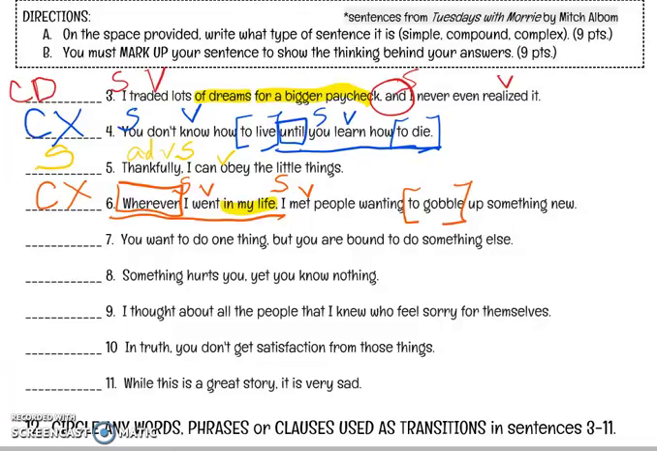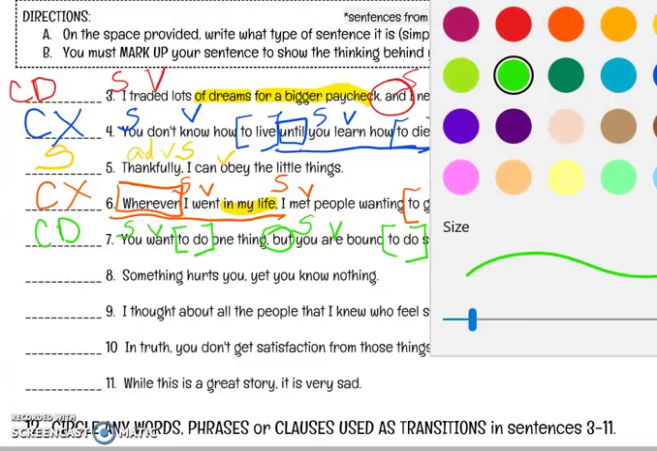You want to do one thing, but you are bound to do something else. See some more infinitives in there. To do over here. No prep phrases, but I do see a comma fanboy. So I'm going to look on the left side. Who's the sentence about? You. What do? You want. On the other side, you what? You are. So that tells me that this is compound because I have a subject and a verb on both sides of my comma fanboy.